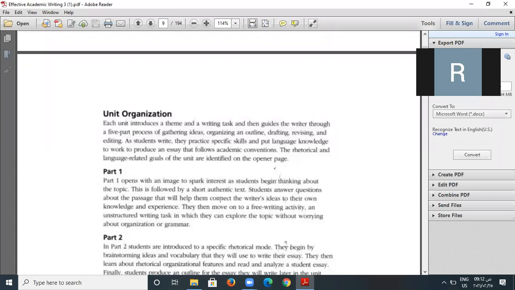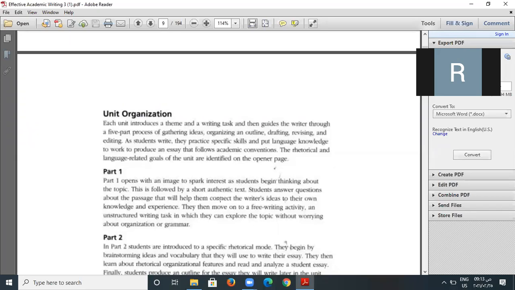Now, نشوف part number one. Part one, number one, opens with an image to spark interest as students begin thinking about the topic. طبعا each part here we have what we call an image, يعني picture. So why is this picture or image here? To spark or to attract students and help them to begin thinking about the topic.